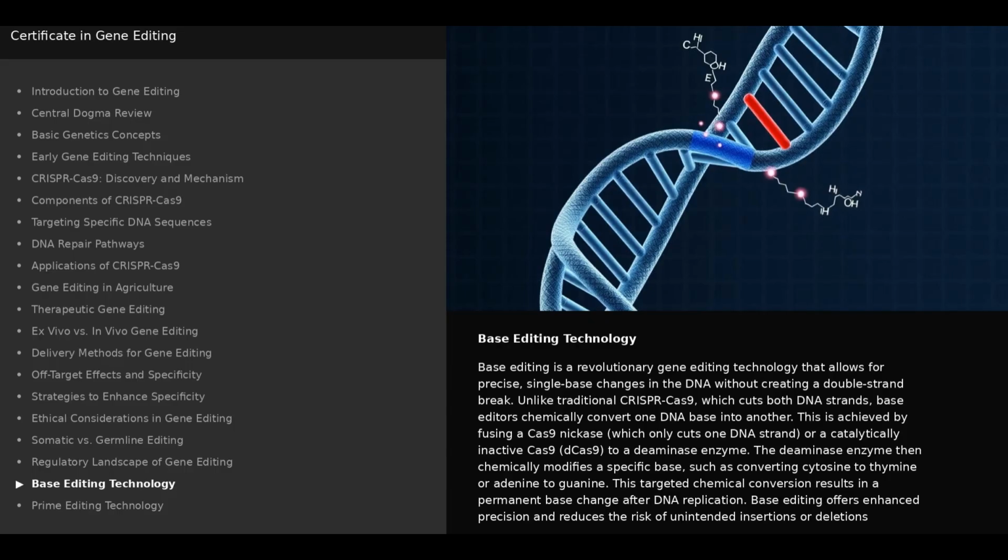Base editing offers enhanced precision and reduces the risk of unintended insertions or deletions, indels, that can occur with double-strand breaks. It is particularly useful for correcting point mutations, which are single base changes responsible for many genetic diseases. This technology represents a significant step forward in the precision of genetic manipulation. Its ability to make subtle, targeted changes minimizes cellular stress and potential adverse effects. Base editing expands the toolkit for correcting a wide range of genetic errors.